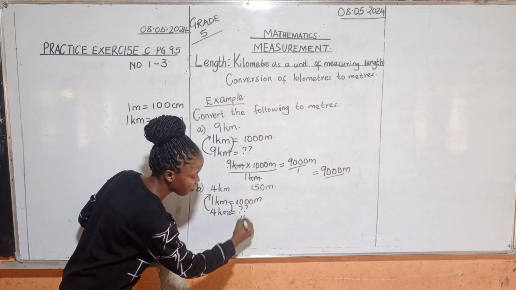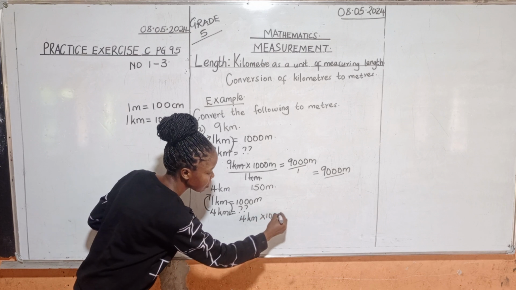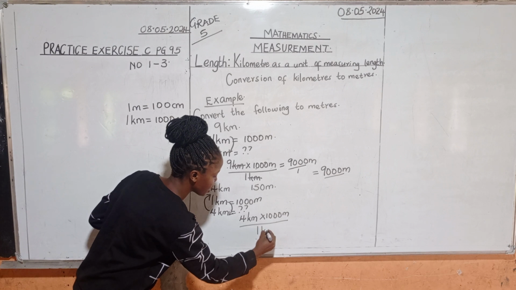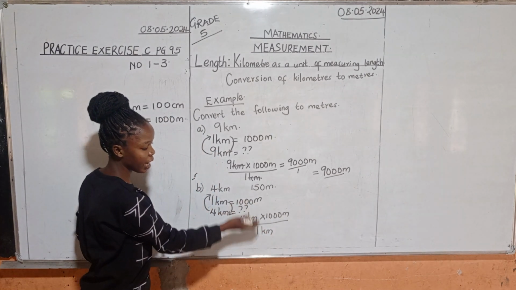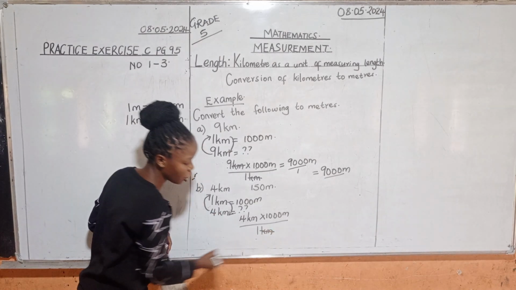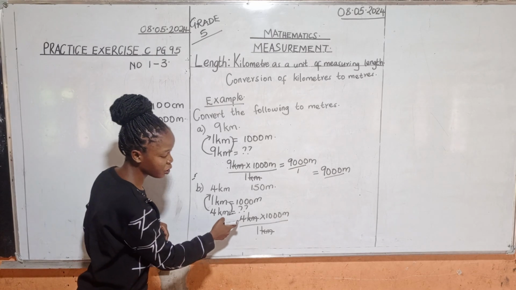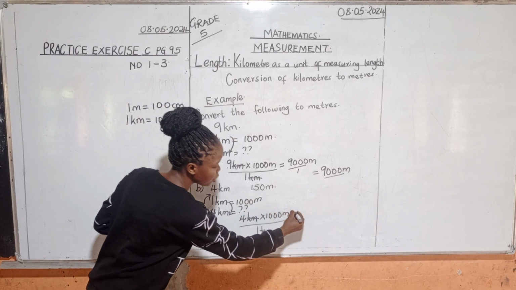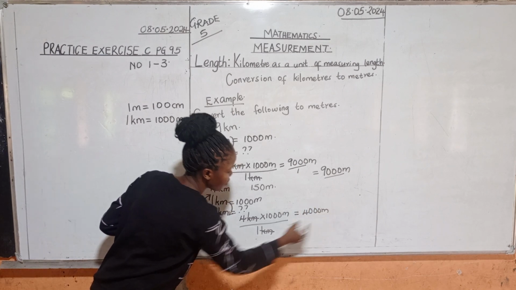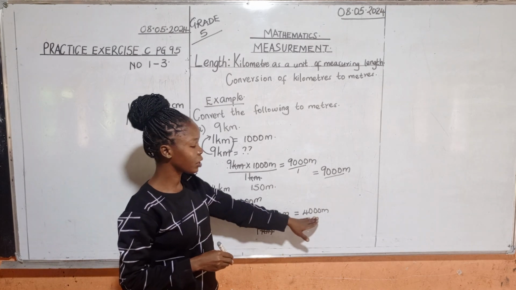Therefore, we are going to multiply 4 kilometers by 1,000 meters and all this divided by 1 kilometer. Our like term in the numerator and the denominator is the kilometers. That is what we are going to cancel. Cancel the kilometers and cancel the kilometers at the numerator. Then you'll be left with 4 multiplied by 1,000 to give you 4,000 meters. Remember, we said any number divided by 1 remains the same. Therefore, our answer is 4,000 meters.